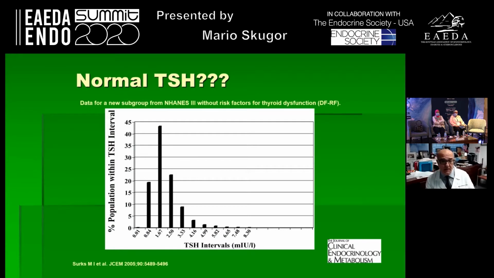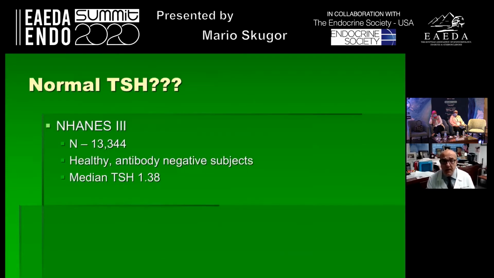So there's no normal distribution of the TSH. Why is that? We don't understand. Is it possible that some of these people have an incipient thyroid disorder? These people did not have their thyroid autoantibodies checked, so we don't know, but they were clinically euthyroid. Interestingly, in this group of 13,000 people, the median TSH was 1.38. So 50% of the people were below 1.38 and 50% over 1.38.